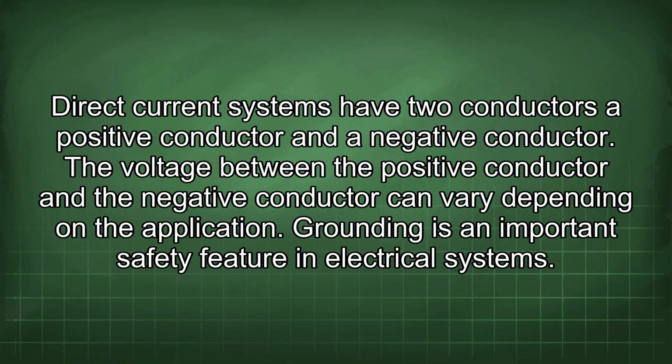Direct current systems have two conductors, a positive conductor and a negative conductor. The voltage between the positive conductor and the negative conductor can vary depending on the application.